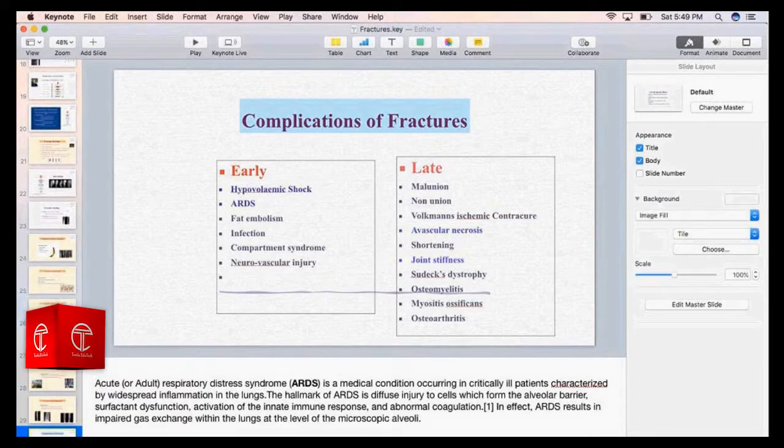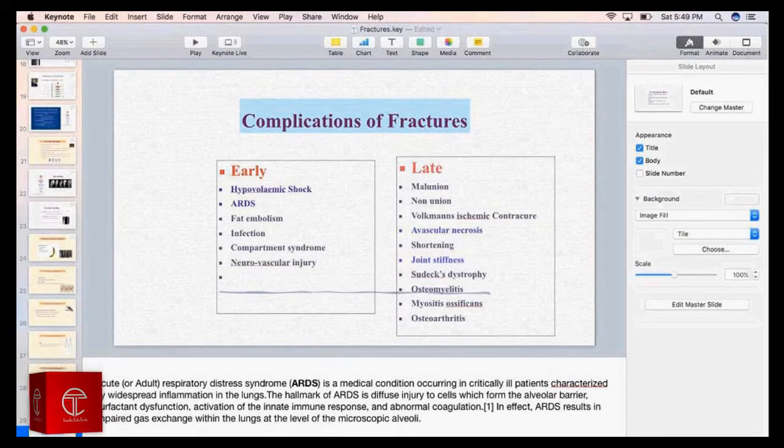Shock is basically the hypoperfusion of the vital organs in our body. And hypovolemic shock is commonly associated with pelvic fractures and shaft of femur fractures. In a pelvic fracture, there will be blood loss of around 2 to 3 liters. And with a femur fracture, we do expect 1 to 2 liters.